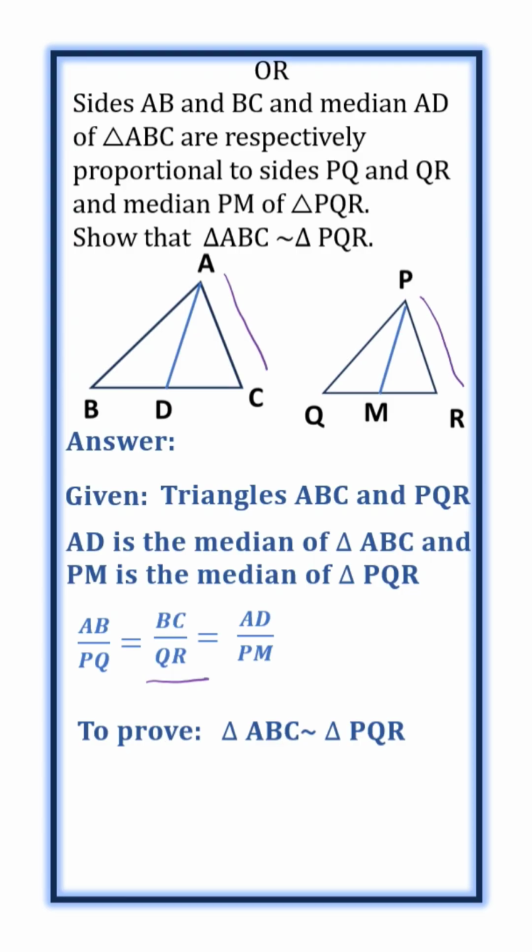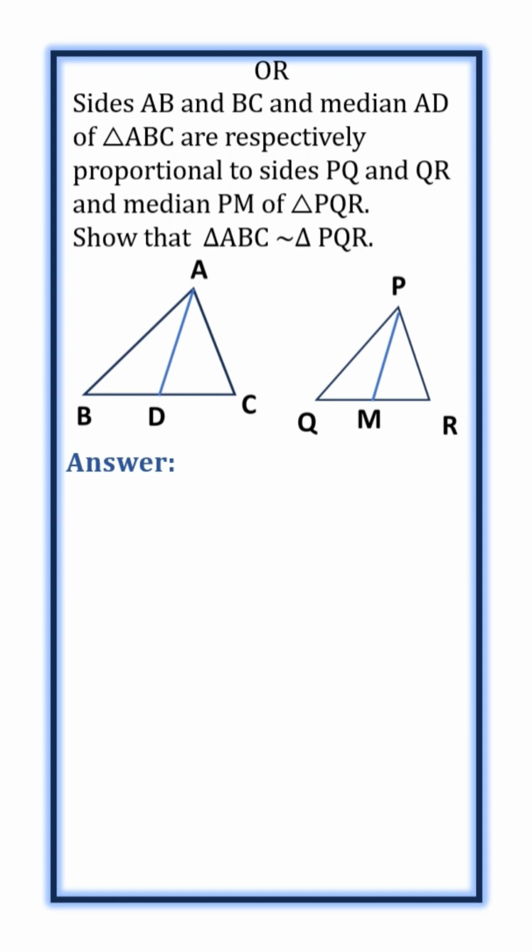Now let us prove it. We are given that AB by PQ is equal to BC by QR is equal to AD by PM. Here observe, BD is equal to half BC. QM is equal to half QR because D is the midpoint of BC, M is the midpoint of QR.